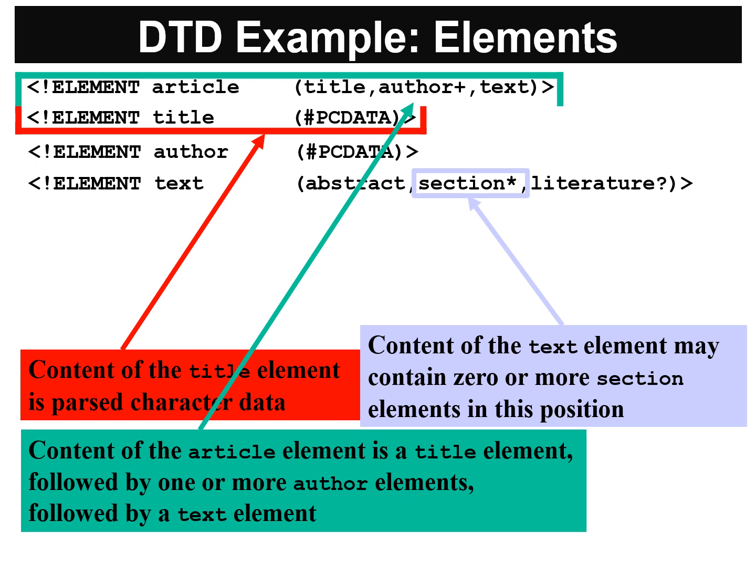Document type definition example for elements. As we can see here, the content of the title element is parsed character data. Also, in the element article, the content of the article element is a title element followed by one or more author elements followed by a text element. Also, in the element text, the content of the text element may contain 0 or more section elements.